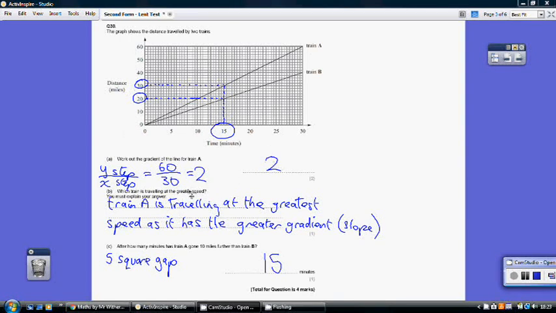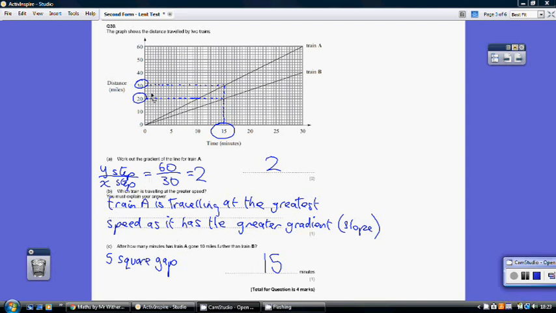Part B, which train is travelling at the greatest speed? You must explain your answer. The greatest speed will be the one with the greatest gradient, which is the highest slope. So that's train A. Now, part C, after how many minutes has train A gone 10 miles further than train B? Well, looking at these little baby squares, each baby square represents 2 miles.